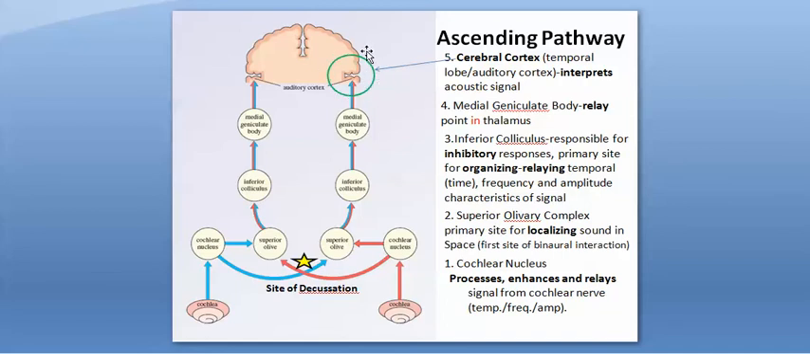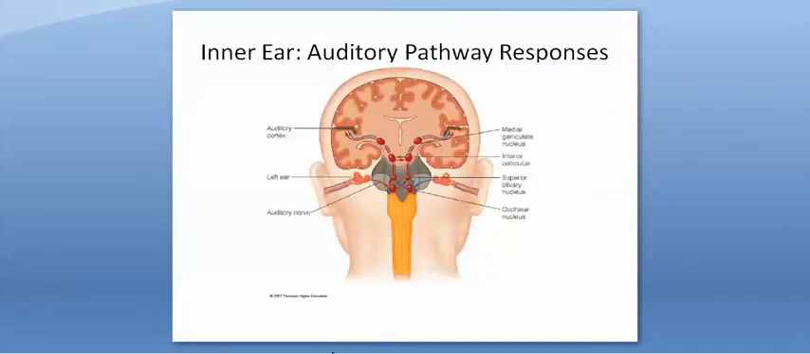Okay, and so the temporal lobe is just, if you remember your cranial bones, the part of your brain right below the temporal bone, and that's where interpretation of the acoustic signal happens. That's where conscious awareness of that sound occurs, which is right there. So pretty cool stuff.